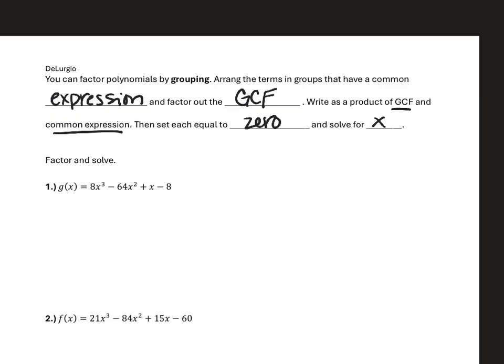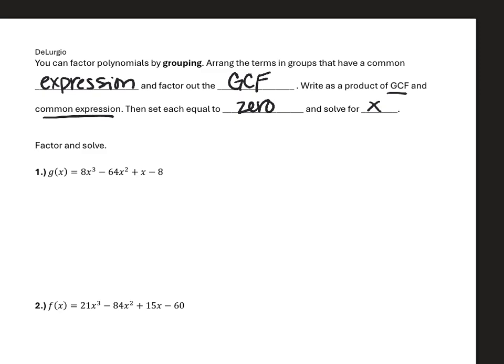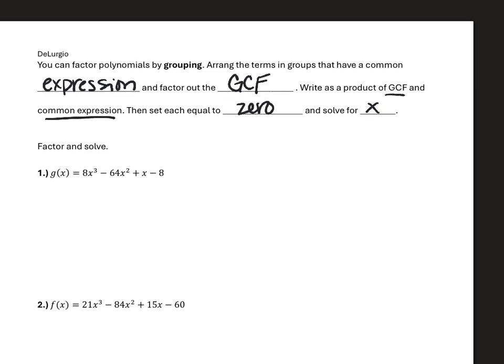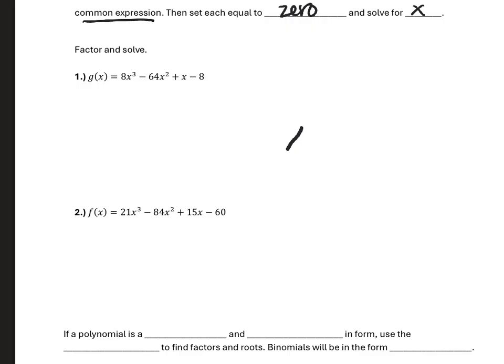Okay, so you can factor polynomials also by grouping, especially when we have higher order polynomials, like to the 4th, to the 5th, etc. What we do is we arrange the terms in groups that have a common expression, factor out the GCF, and then write your factors as products of the GCF and the common expression. Once you have it factored, as we always do, we set each factor equal to 0 and solve for x. So here's a couple examples of factoring by grouping.